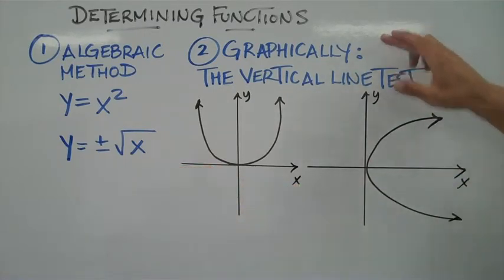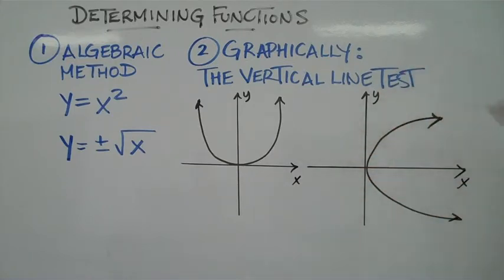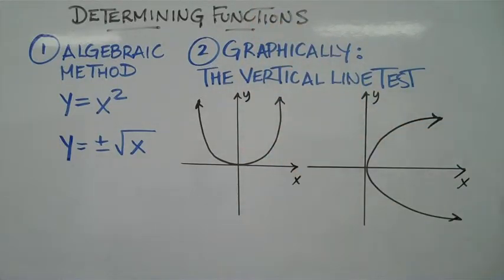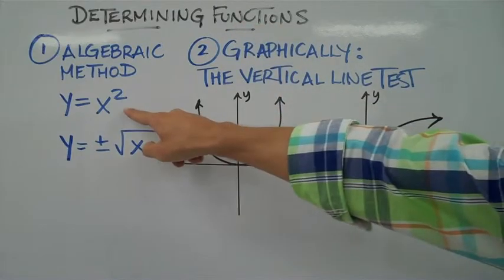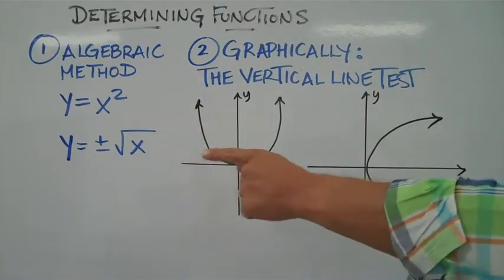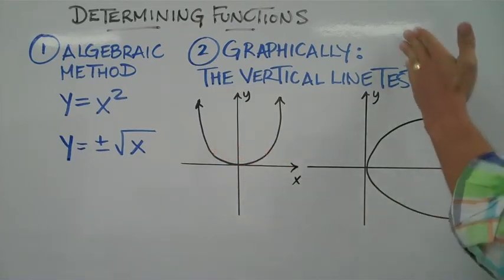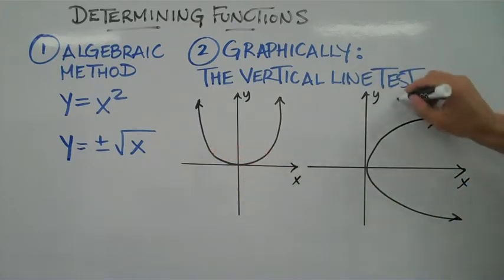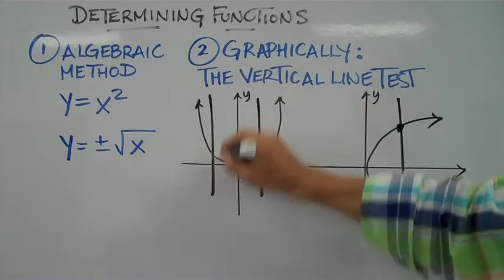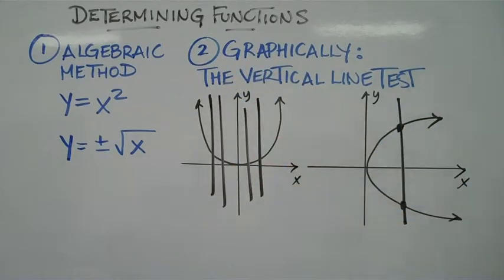Alternatively, you could do it graphically. If the relation passes the vertical line test, it's a function. What's the vertical line test? A vertical line drawn anywhere on the graph should only hit the graph in one spot. You can see this is the graph of y equals x squared. It does pass the vertical line test, whereas y equals plus or minus the square root of x does not, because a line drawn here would hit the graph in 2 spots, whereas a line drawn in any place here only hits my graph in one spot.